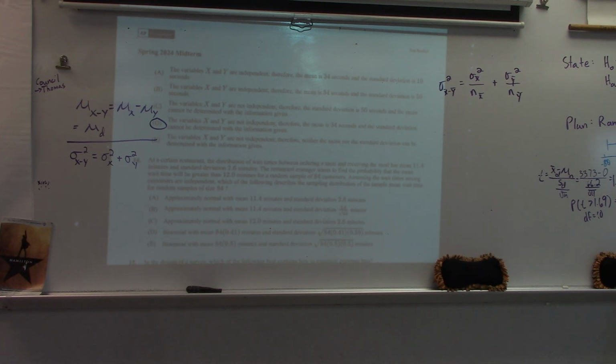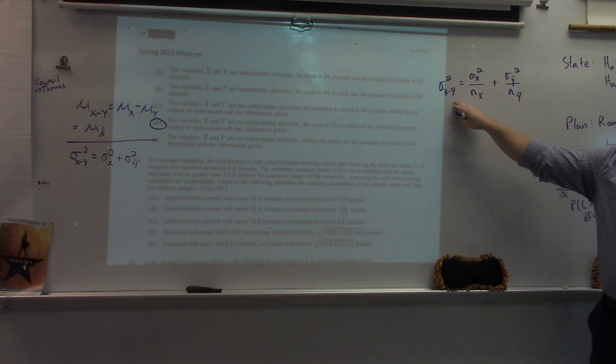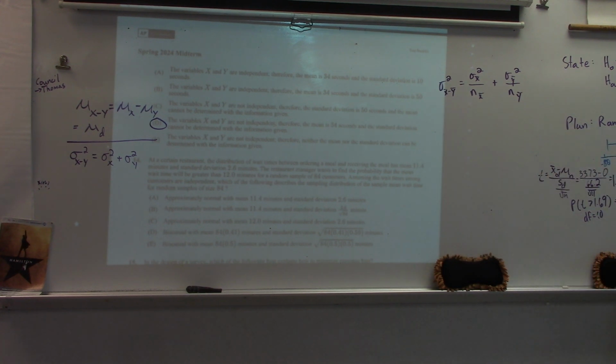Gotcha. But do we understand why we can subtract those means, but for the standard deviation, I would have to add the variances, but I can't add the variances if they're not independent, right? So I cannot add the standard deviations if they're not independent. And again, this formula is with sample means and for a sampling distribution. Okay?